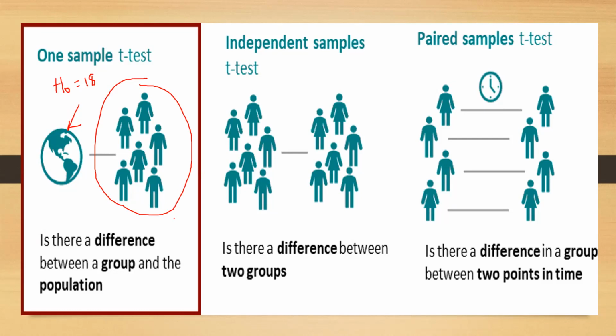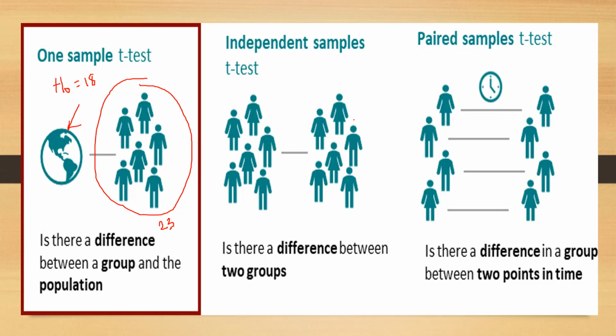Now, when you want to test, you want to check if the difference between 18 and your 23 is actually significant for us to disagree with 18 and reject the null hypothesis. That is what we are doing in a one sample t-test. So, in a one sample t-test, you usually have a hypothesized mean, and it is just one sample you are taking.